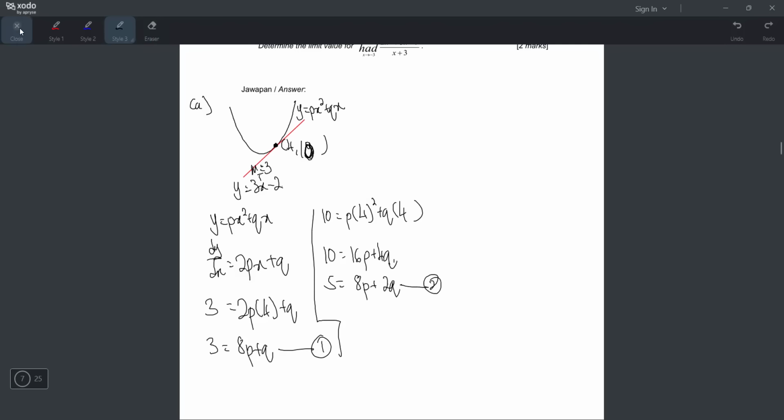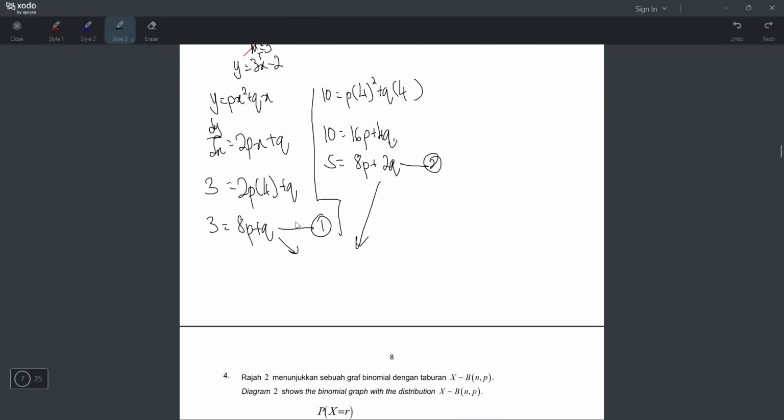You can use the elimination method or substitution method, but I will use the penghapusan cara, the elimination method, because I can see the 8p and 8p are the same already. So I'll just do 2 minus 1. Equation 2 is 5 equals 8p plus 2q, and equation 1 is 3 equals 8p plus q. Why I minus is because I'm trying to eliminate the 8p, because 8p minus 8p is 0. Then 5 minus 3 is 2, and 2q minus 1q is q.